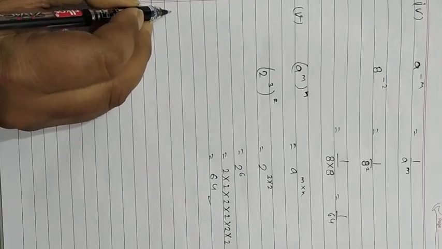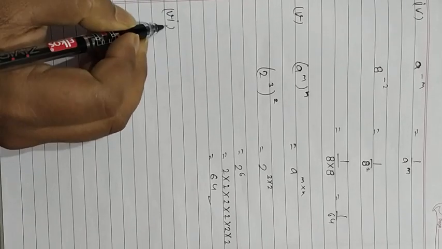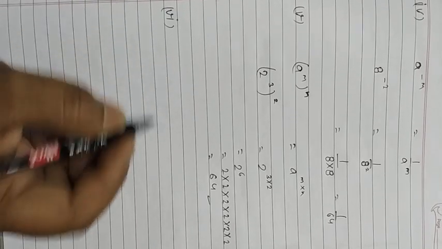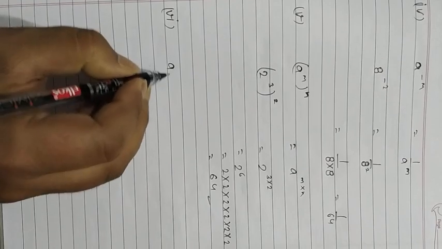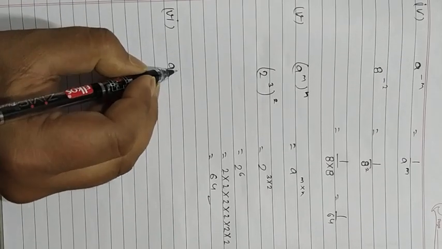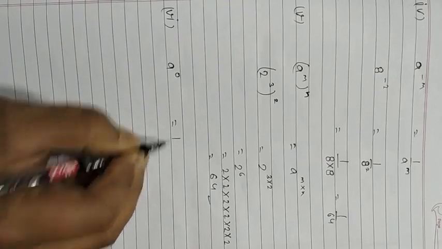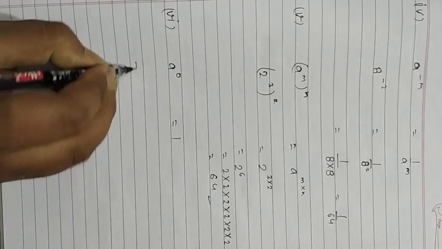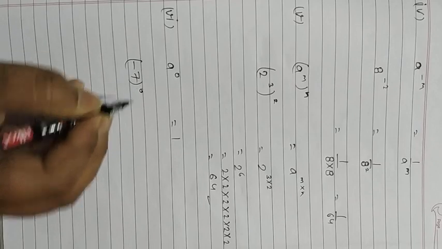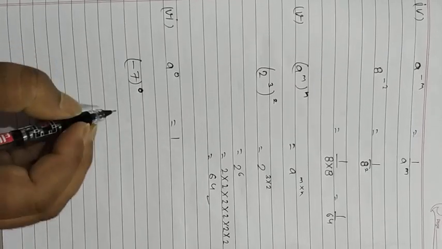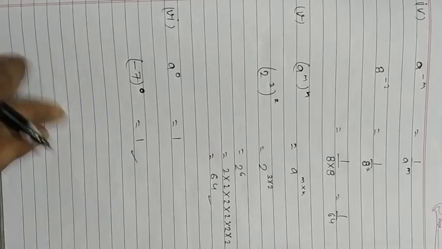And our next and last law states that whenever any base has a power 0, its value is 1. Suppose I have minus 7 as base and its power is 0, its value will be clearly 1.